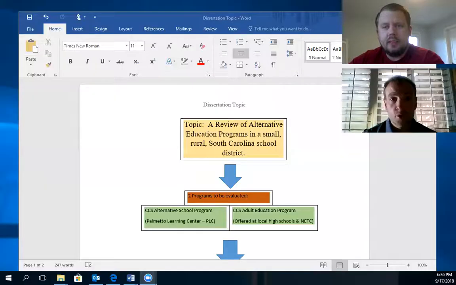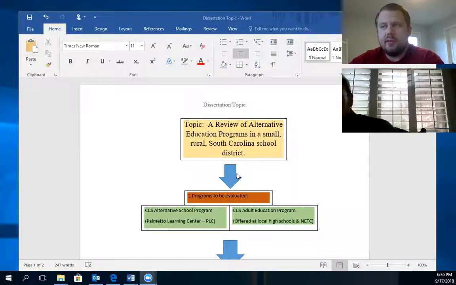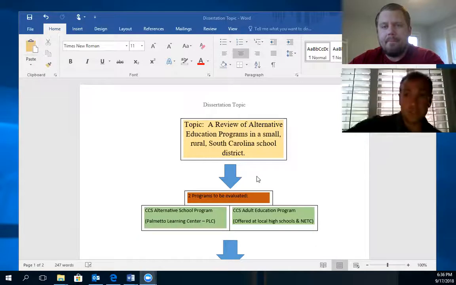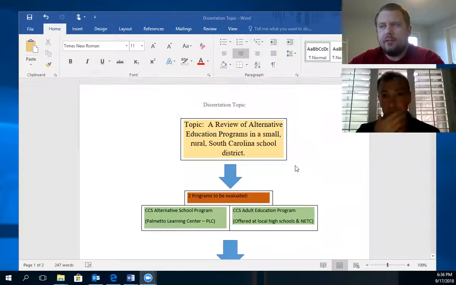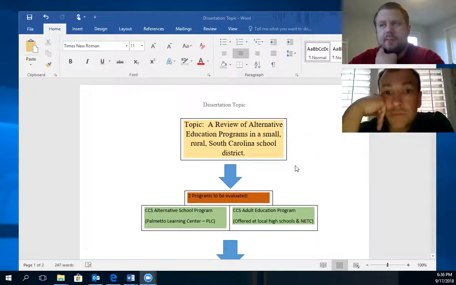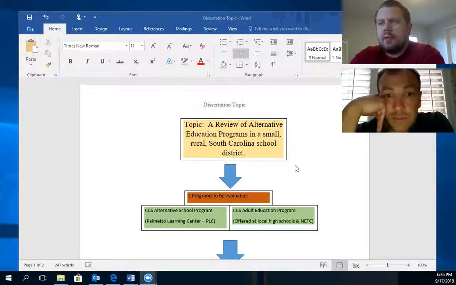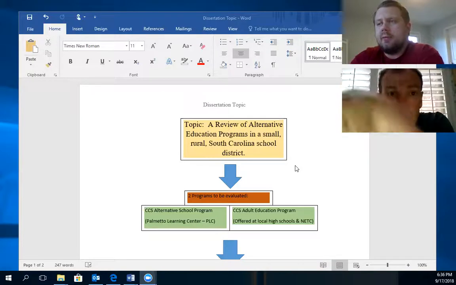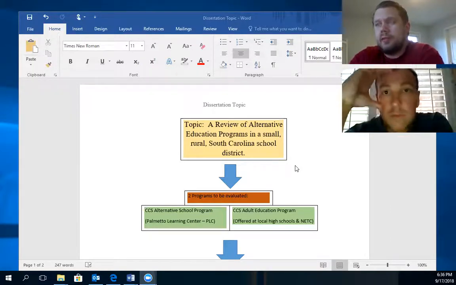Okay. So what I'm going to do is share with you just the outline of what I'm doing. Tell me if you can see that or not. Yes, I can. Okay, so you see it says dissertation topic there at the top? Mm-hmm. Okay. So basically what I am doing is, and you and I have talked about this before, of course, in class and prior to even this semester beginning.